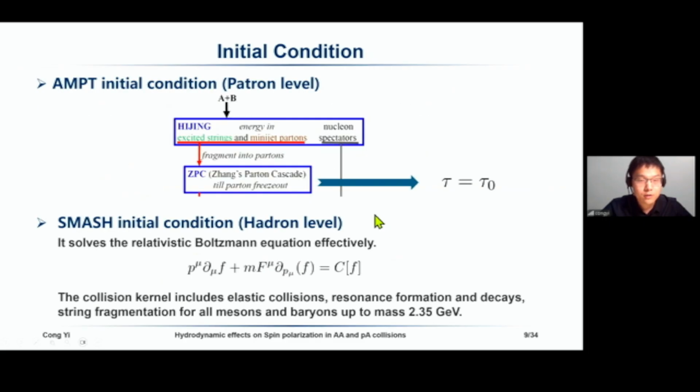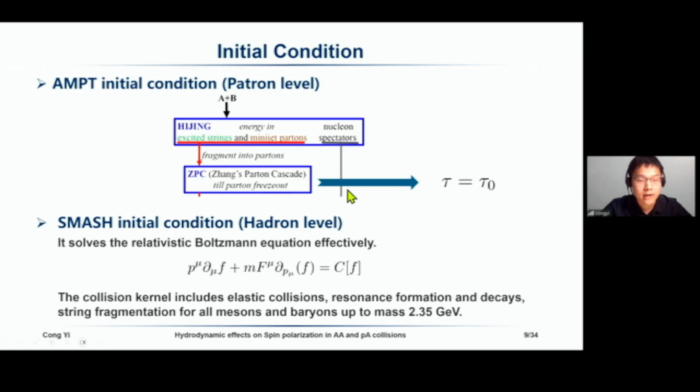For the initial condition, we choose two different types, partonic and hadronic initial conditions, AMPT and SMASH. The whole AMPT model can well describe the evolution of quark-gluon plasma individually. But here, as the initial condition of a hydrodynamic simulation, we just use its HIJING and ZPC part. The initial partons are generated in the HIJING model, and then their 2 to 2 scatterings are described by the ZPC model.